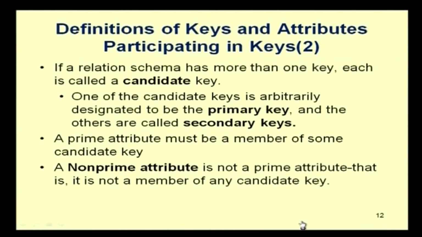So, now what are the terms we have seen? We have seen the term super key, the term key, the term candidate key, and then after the candidate keys, one is chosen, that is the primary key, and the other candidate keys are the secondary keys. And we have seen what a prime attribute is. Any attribute that belongs to a candidate key is called a prime attribute, and one which does not belong to any candidate key is called a non-prime attribute.